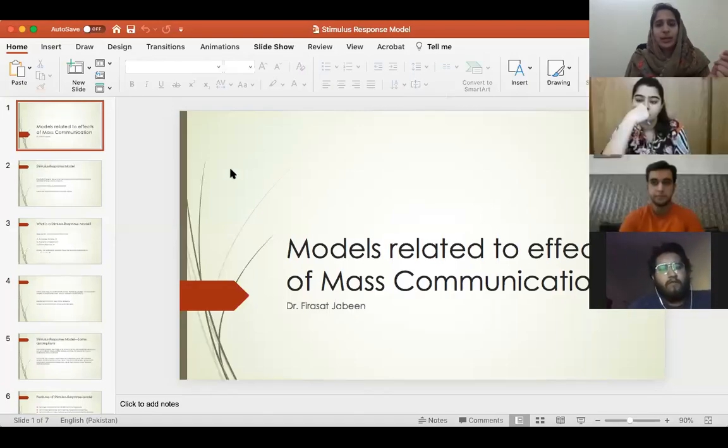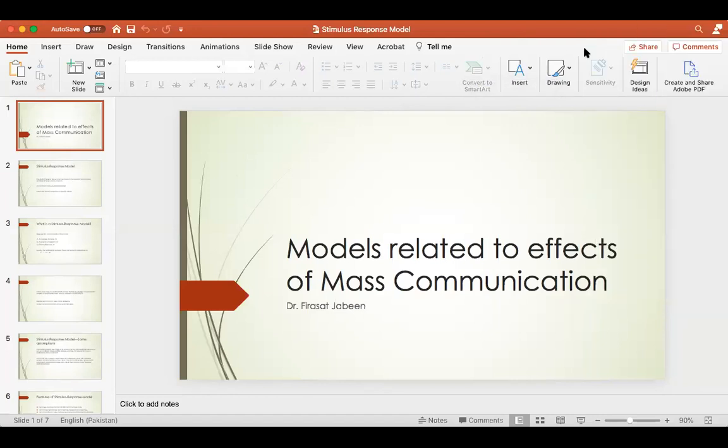All right. So in our last class, we began our discussion related to the effects of mass communication. We talked about different effects. We were saying that it is very important for scholars to study the effects of mass communication, and the models related to effects dominate the theoretical practices of the field of mass communication.